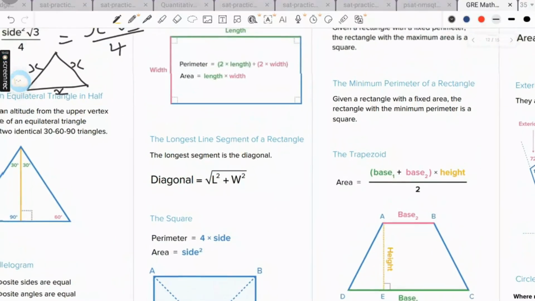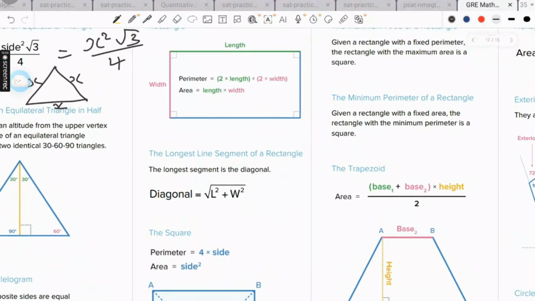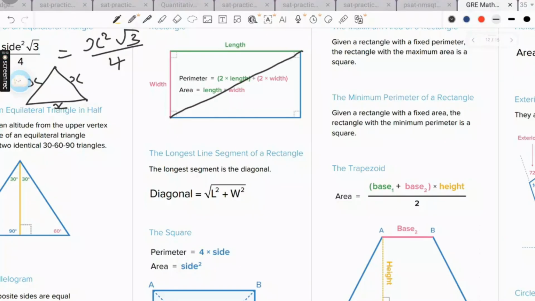Diagonal of a right angle. This is just a fancy name, but remember, it's the longest distance in a geometric shape. So this line is the diagonal. This side is the length, this side is the width. Using the Pythagorean theorem, d squared equals l squared plus w squared, which translates to diagonal equals the square root of l squared plus w squared.